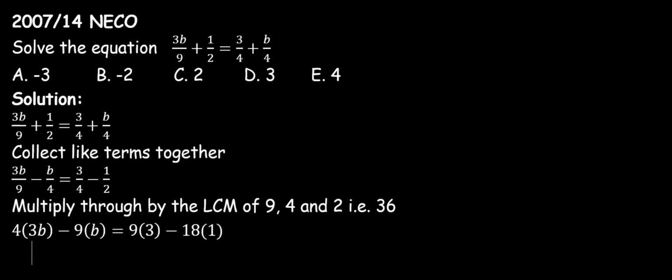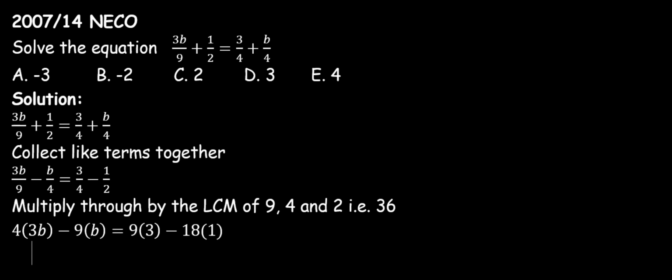So that's why in the first case, 4 multiplies the 3b. In the second case, 9 multiplies the b. And when you go to the right hand side, when 4 divides 36, you have 9. That's why you have 9 times the 3 there. And in the second case, when 2 divides 36, it gives you 18 times the 1 that is there.